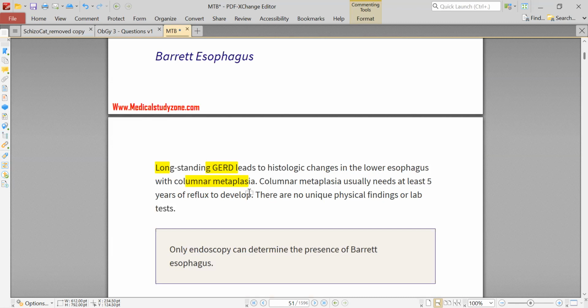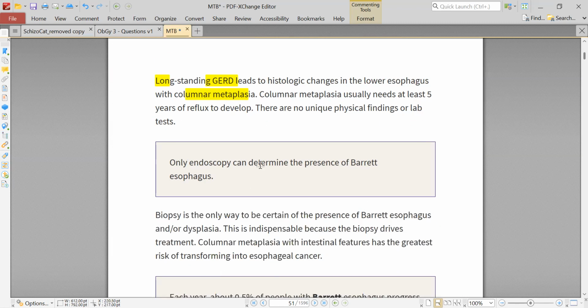Columnar metaplasia develops in about 5 years of reflux. There's no unique finding on the lab test. Only esophageal endoscopy can determine the presence of Barrett's esophagus. Biopsy is the only way to be certain that Barrett's esophagus or dysplasia is present. It is indispensable because the biopsy actually drives the treatment.